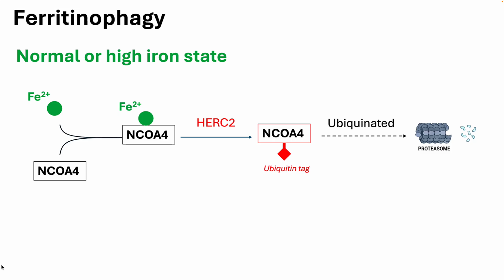Under normal or high intracellular iron, the levels of NCOA4 are kept very low. The excess iron attaches to NCOA4, which targets it for ubiquitination via the HERC2 pathway. This results in degradation of NCOA4 in proteasomes.